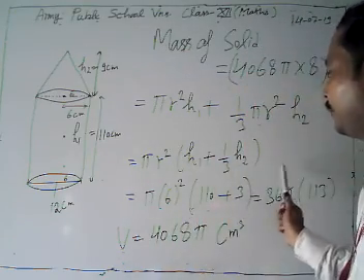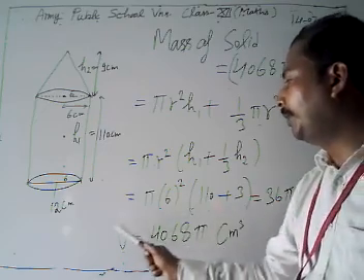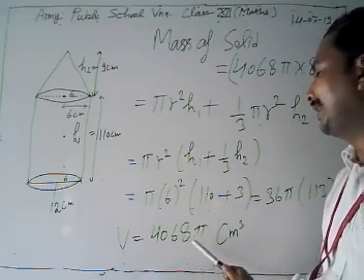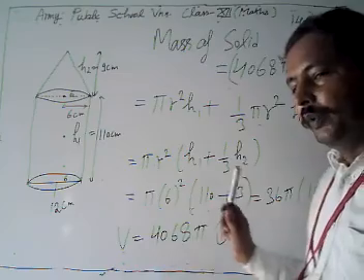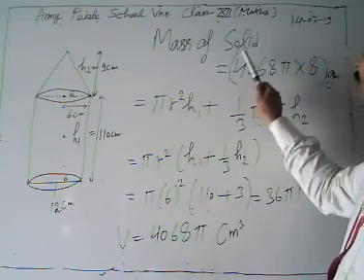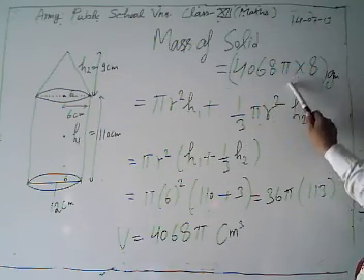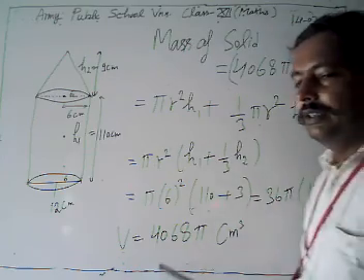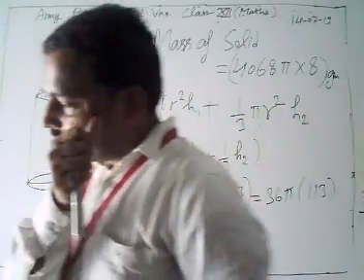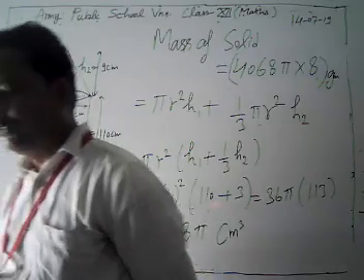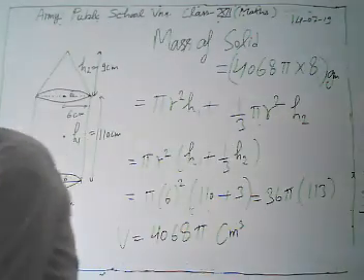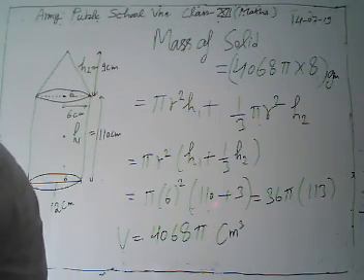Adding both the volumes and putting in the values, we get the volume of this solid as 4068 pi centimeter cube. The mass of the solid is given by 4068 pi into 8 gram. Then you have to put the value of pi as 22 by 7, then find out its value in gram and kilogram.